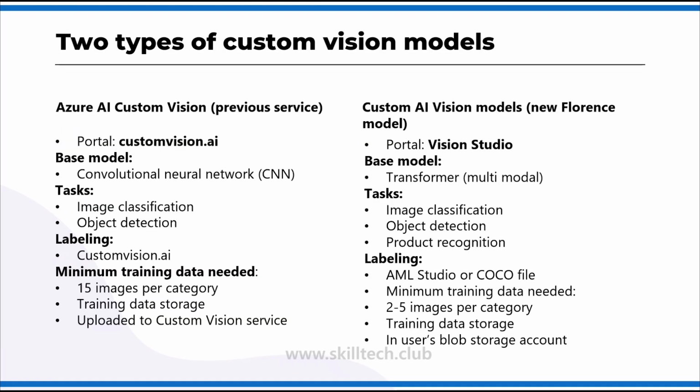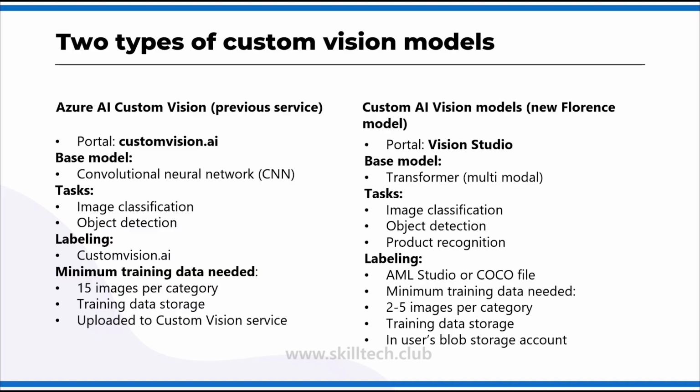There are two types of custom vision model available in Azure AI as of now. The left side one is the Azure AI custom vision model. This is an older model, and the newer model is the Florence model. As of now, you can access both of them. If you want to use the older one, you have to go to customvision.ai.